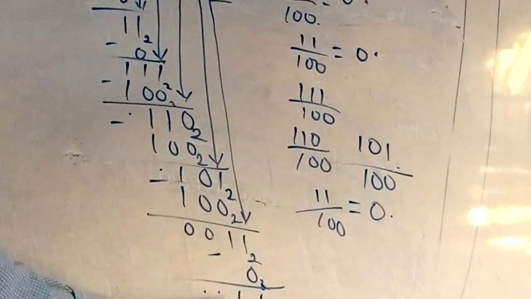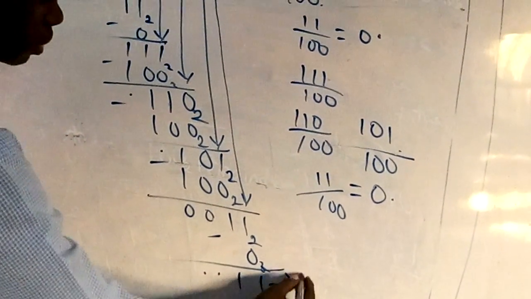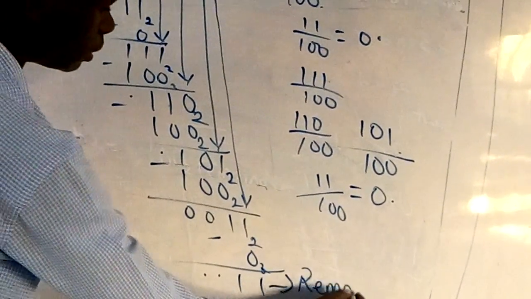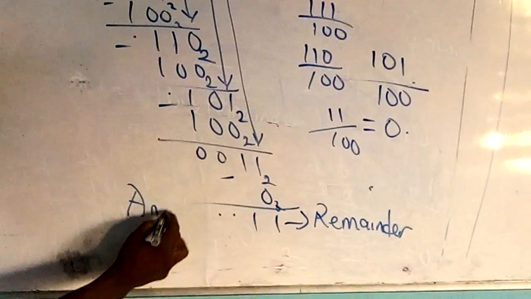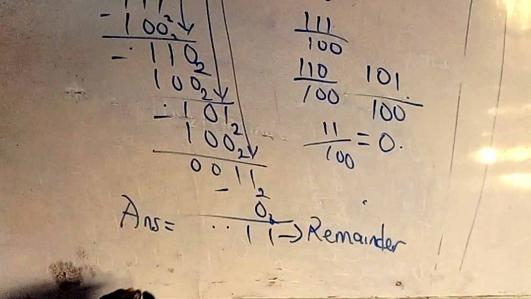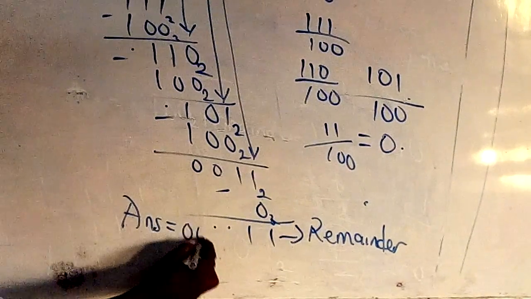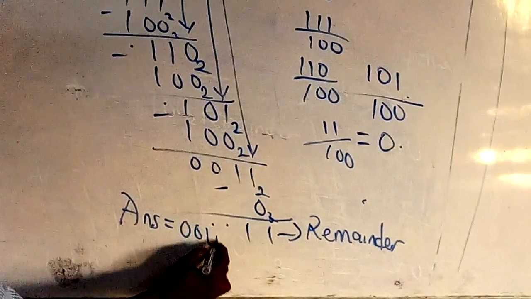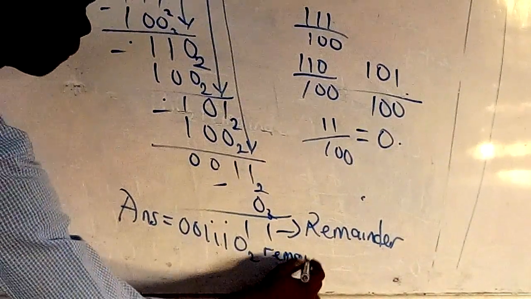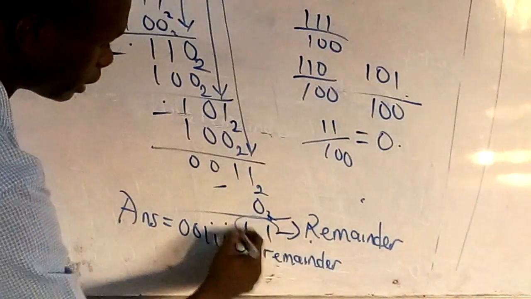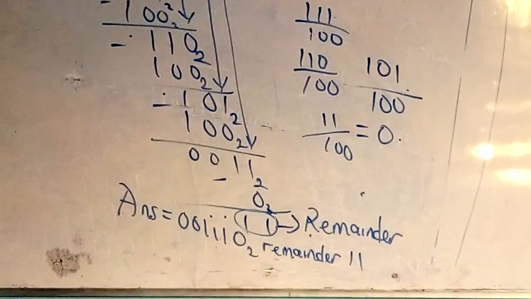Now since there is no other number to drop here, this will be my remainder. So finally, we have our answer to be equal to 0, 0, 1, 1, 1, 0 base 2, remainder 11. So that's my answer.